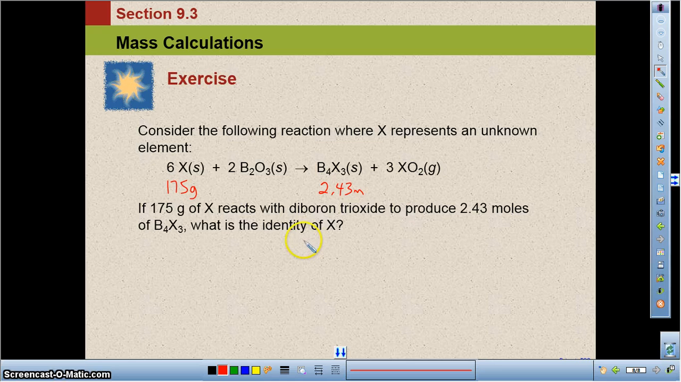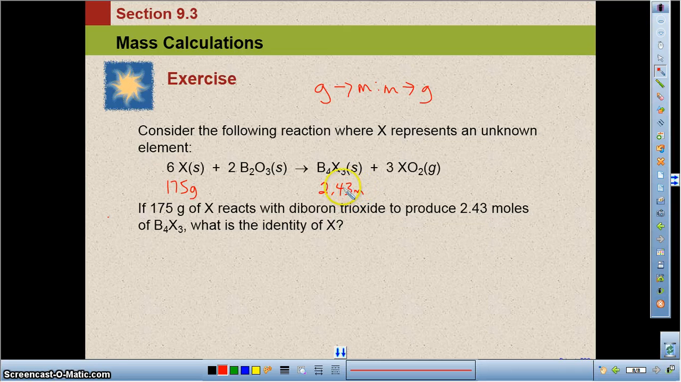When we look at this, we know that we have to look at mole to mole ratios. We have grams to moles. We have to look at that, do a mole to mole ratio, and get back to grams again. This does give us a piece of information that doesn't look extraordinary to start with. This element X is by itself and we have 175 grams of that element. Because we're not given the molar mass of X, this doesn't help us a whole lot. We can't change that to moles. When we look over here at the B4X3, it does give us moles. So this inadvertently gives us the information that we need to answer the question.